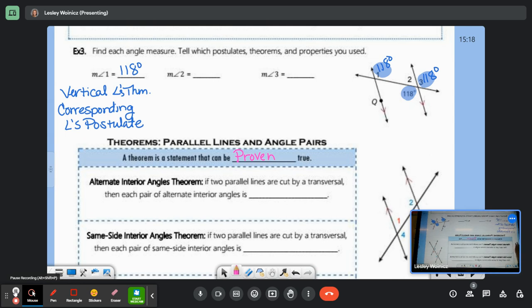I want you to draw a picture. Here's your parallel lines. Mark them with the little parallel arrows. Anytime they're parallel, they have those cute little arrows on them. Okay, and they're cut by a transversal. Label your transversal with a little T. Remember that alternate interiors are these ones.